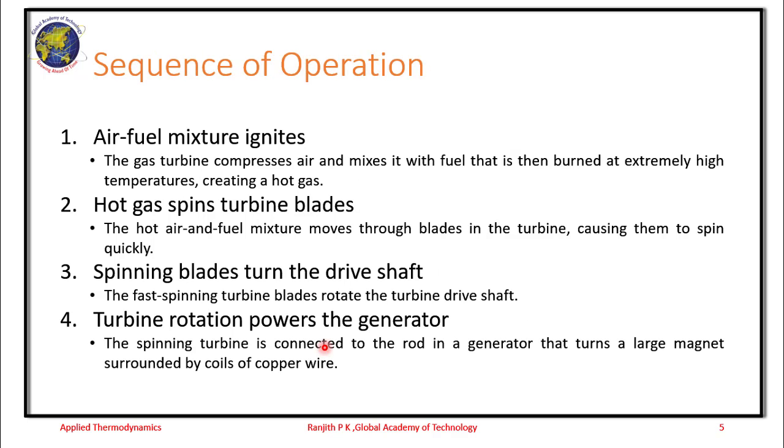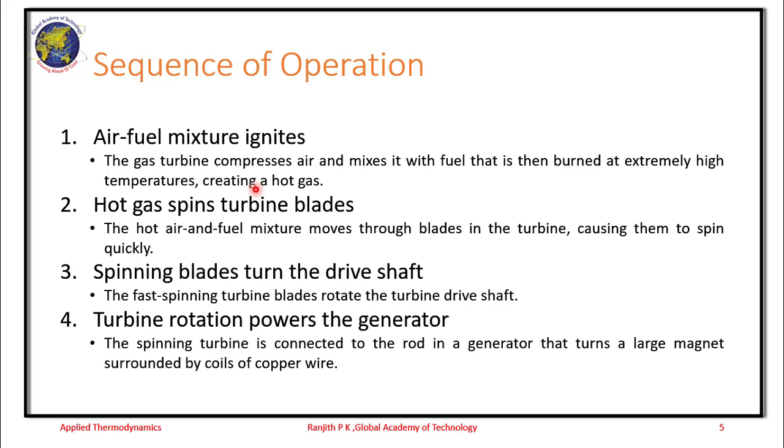What is the sequence of operation through which this gas turbine works? Initially the air-fuel mixture ignites. The gas turbine here compresses the air and mixes it with the fuel. So there is a compressor in the gas turbine which compresses the air, and it mixes with the fuel, which is burnt at extremely high temperature, creating a hot gas.